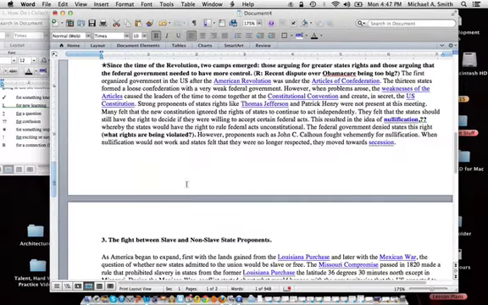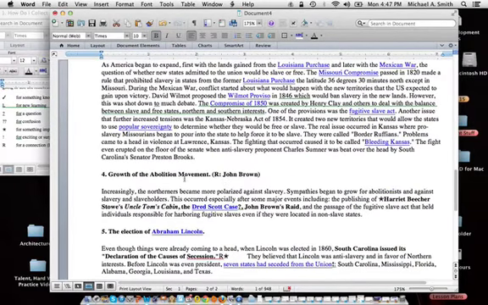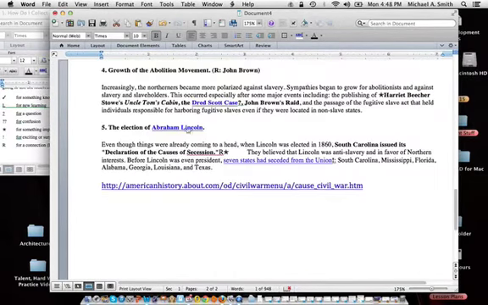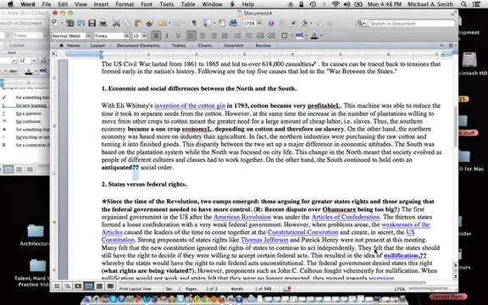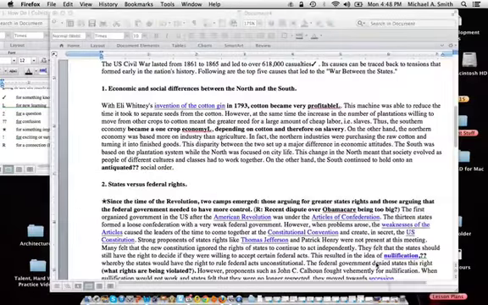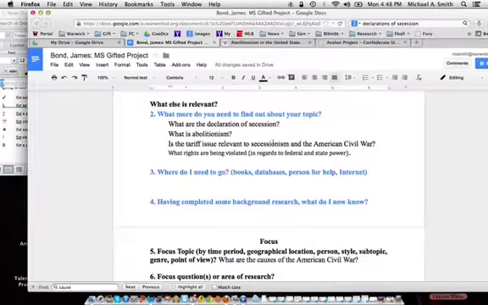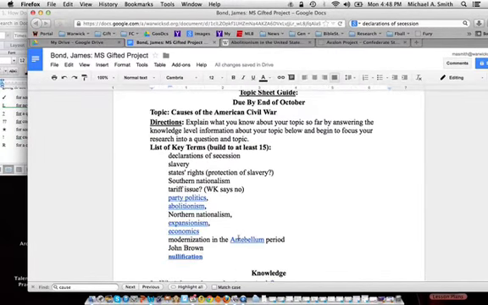Second cause here, and actually I'd probably start by reading the numbers here of the causes: economics, state versus federal rights, the fight between slaves and non-slaves, growth of the abolition movement, and the election of Abraham Lincoln. If any of these causes are not in my topic sheet, I would put them down under my resources, under my key terms, so I can add to them.